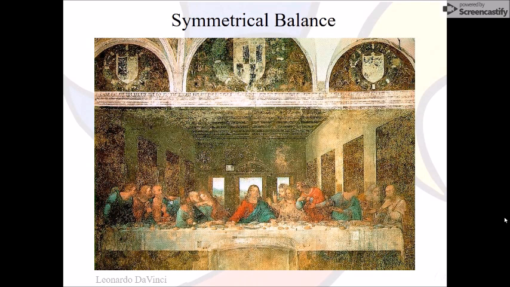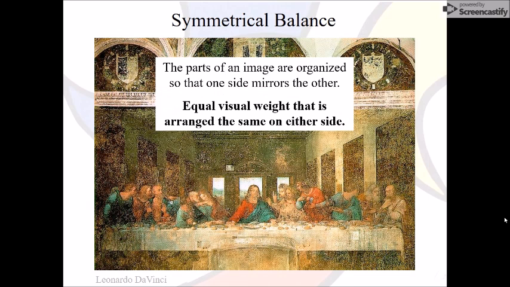If you split it down the middle, we have the central figure there, Jesus, and he actually is symmetrical. But then the people on either side, students will say, oh, well, it's not the same person, and this person's a little taller, this is a woman, this is a man, or whatever. But we're talking about the positive space, the use of space. The use of space is the same on either side. So this is symmetrical. Symmetrical balance is the parts of an image are arranged so that one side mirrors the other. There's equal visual weight that is arranged the same on either side.